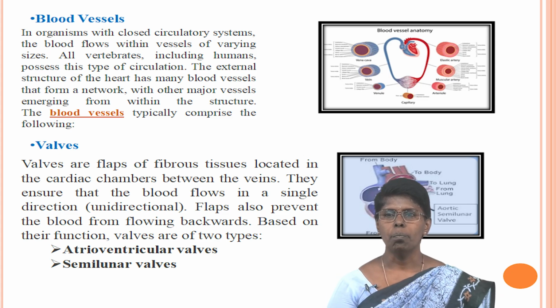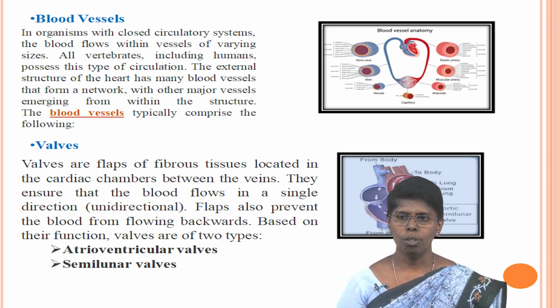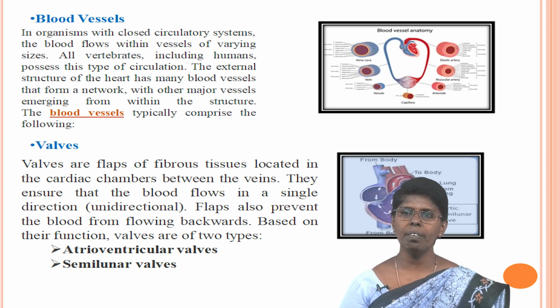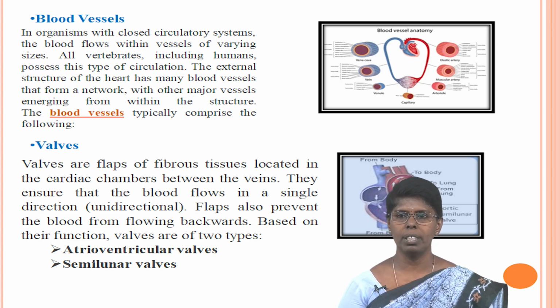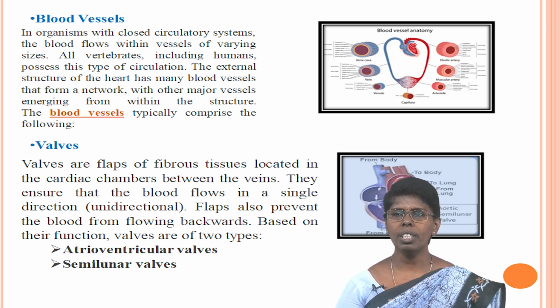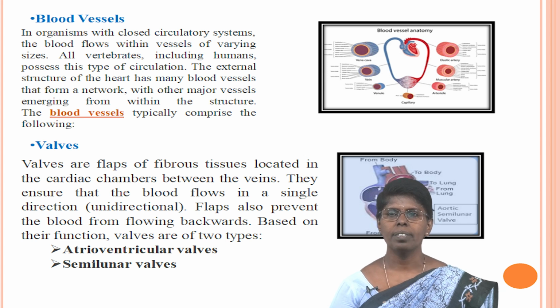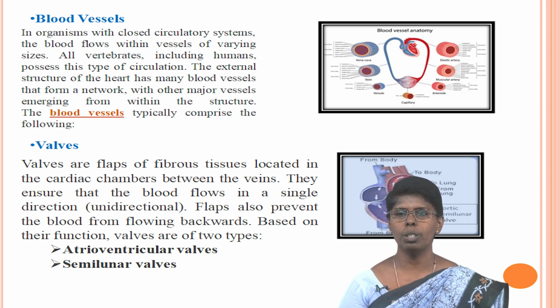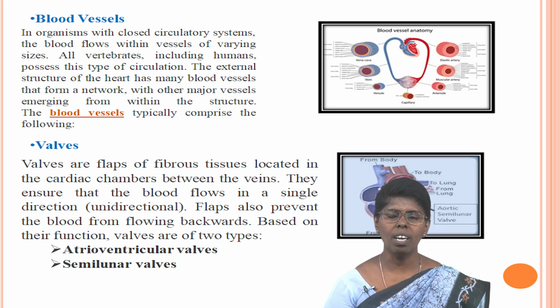Arteries are muscular-walled tubes mainly involved in carrying oxygenated blood away from the heart to all other parts of the body. The aorta is the largest of the arteries, and it branches off into various smaller arteries throughout the body. Now we'll see the valves.